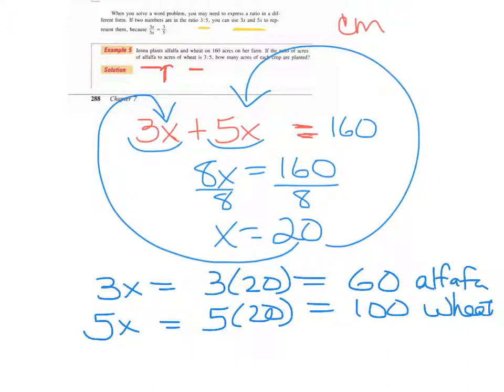So again, one way you could check is when you add these, it needs to equal the total acreage that was on the farm, which was 160. So let's try another example. We're going to tie it into geometry.